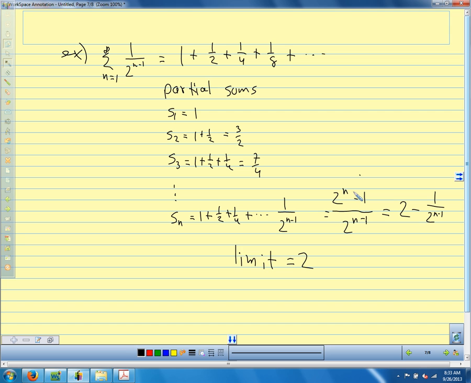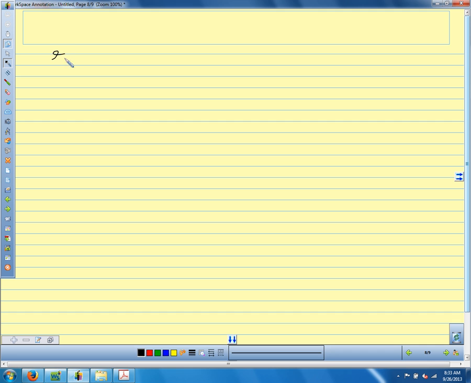I want to show us another special kind of series. Again, what I was emphasizing here is a connection between sequences, the sequence of partial sums, and the limit of a series. Let's look at another kind of series. What if we wanted to find the sum of n equals 1 to infinity of 1 over n times n plus 1?